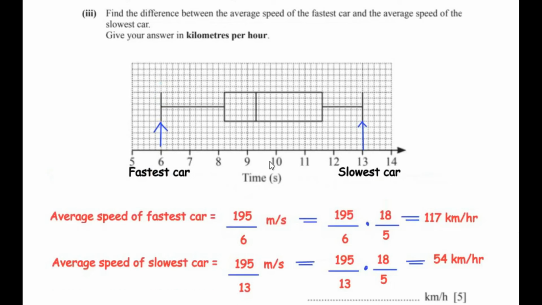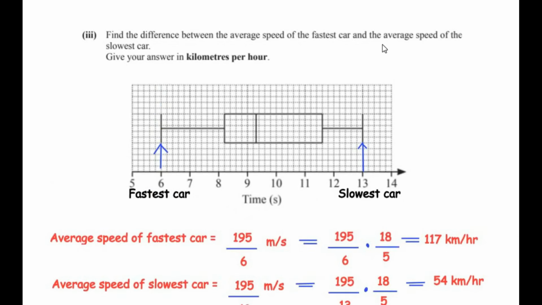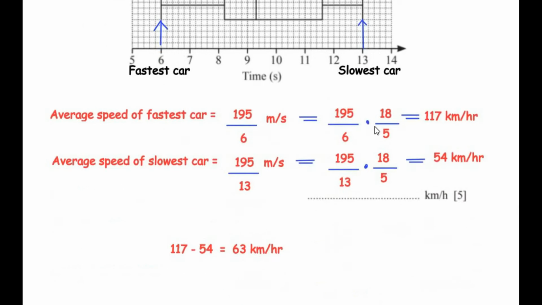Now we have to find out the difference between the average speed of the fastest car and the slowest car. So here we have done 117 minus 54 and this will give us 63 kilometers per hour.